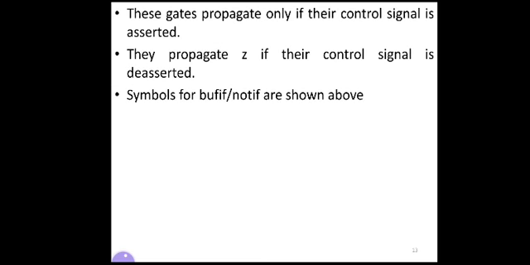So these gates propagate only if the control signal is asserted. That is, if the control signal has the particular input required for a primitive, then only the gates are going to propagate the output. They propagate Z, that is high impedance output, if their control signal is deasserted. So the output is going to be high impedance whenever you do not assert the control signal. The symbols for bufif and notif were already shown in the previous slide.